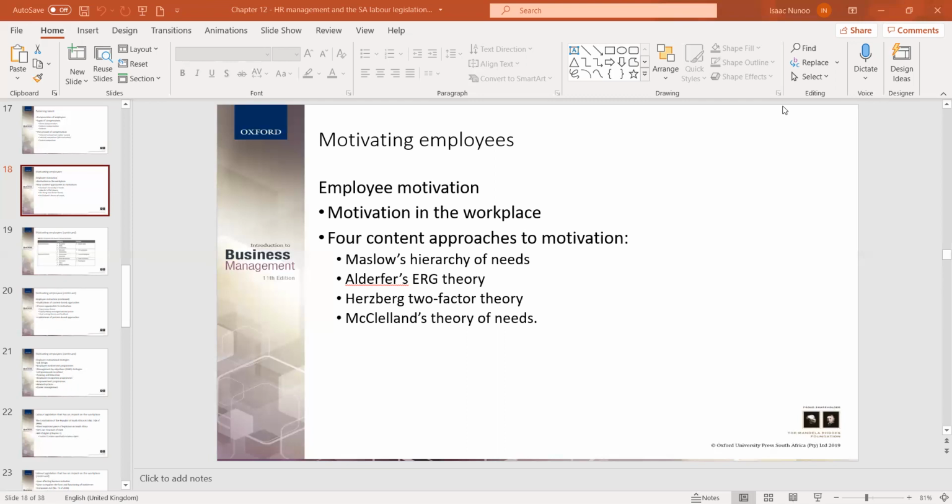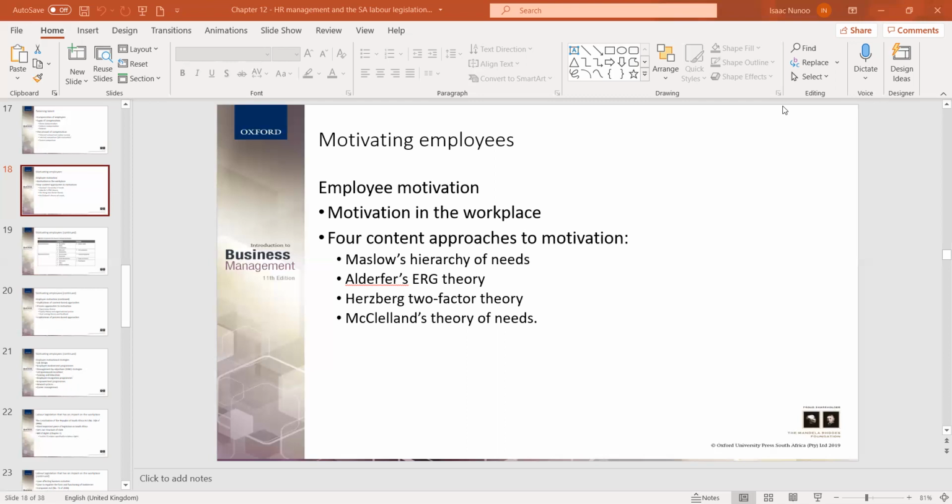We can also talk about the fact that while Abraham Maslow's theory tends to believe that one person needs to attain one need level before moving to the other, this ERG theory tends to believe that the behavior of an individual can be influenced by the different needs simultaneously, and not in a hierarchical form as Abraham Maslow presented. We can also talk about the Herzberg two-factor theory.